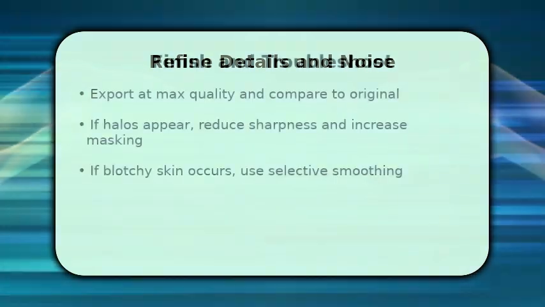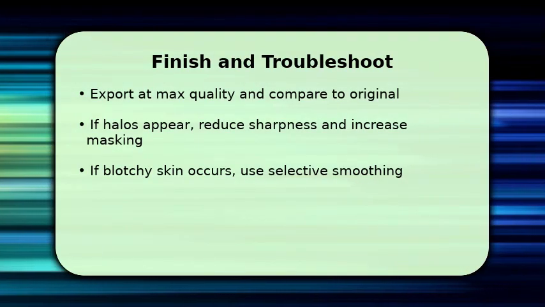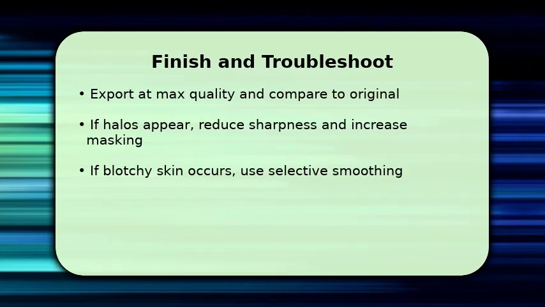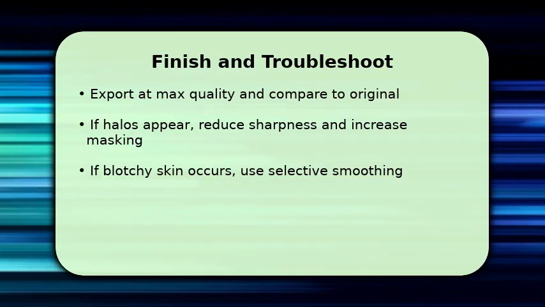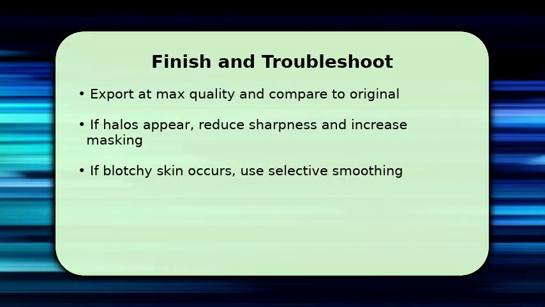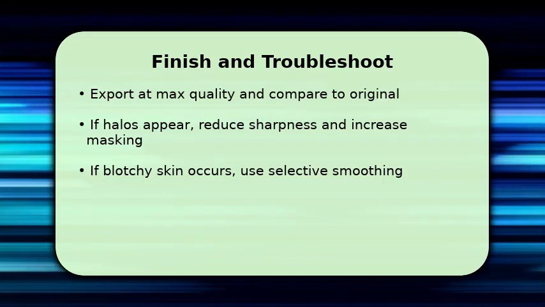You finish by exporting at the app's maximum quality setting and compare the fixed photo to the original to confirm improvements. If you see halos around edges, reduce sharpness a bit and expand the masking so flat areas remain untouched. Repeated micro-adjustments work better than a single large change. If skin becomes blotchy after noise reduction, apply selective smoothing only to those areas or back off the luminance noise slider. Remember to keep an editable copy so you can re-edit if needed.